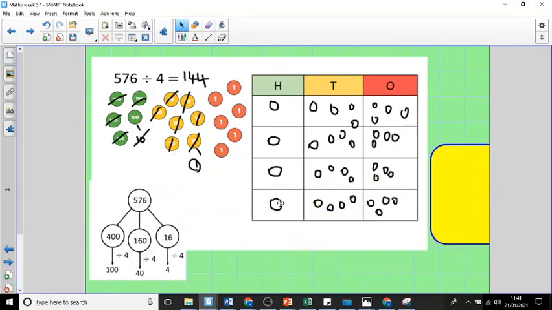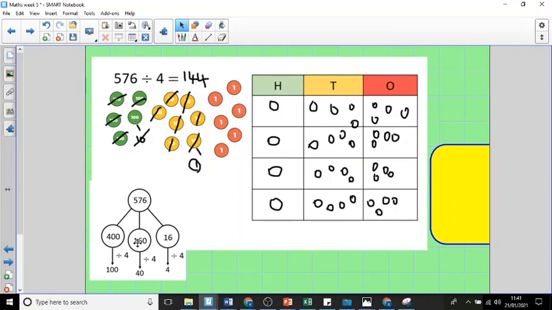We could also show this through the part whole model. So remember, we don't have to do this with lots of counters sharing out. We can use a part whole model as well. Again, if I'm dividing by 4, I know that 400 will be in the 4 times table because 4 is in the 4 times table, 40 is in the 4 times table, so 400 will be in the 4 times table.